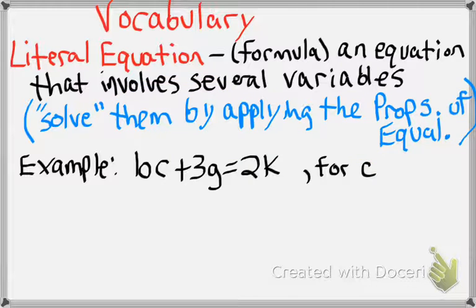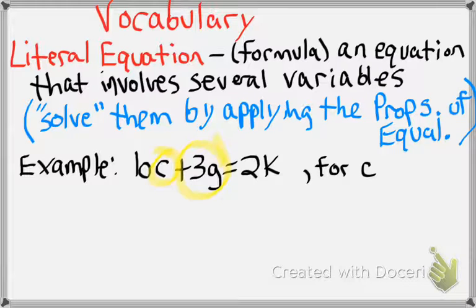So let's say, for example, look at this problem right here. We have BC, meaning B times C, plus 3G equals 2K. And remember, when variables are touching, they mean multiplying. It says we're going to solve for C. Just like any equation, when you solve for something, it means we're going to get it by itself. So we need to get this C all by itself, which means we need to get rid of everything else over here.